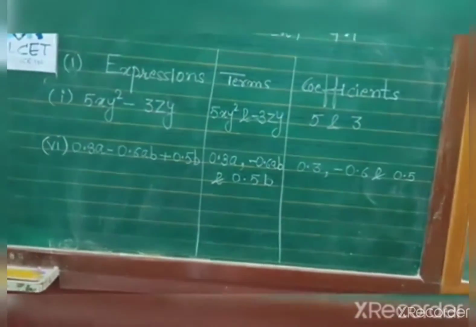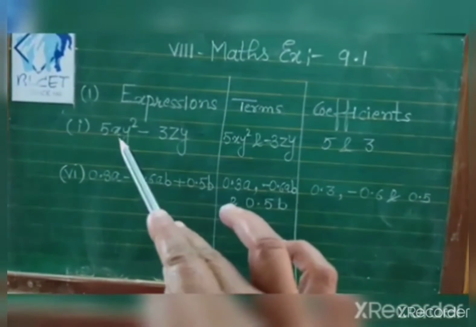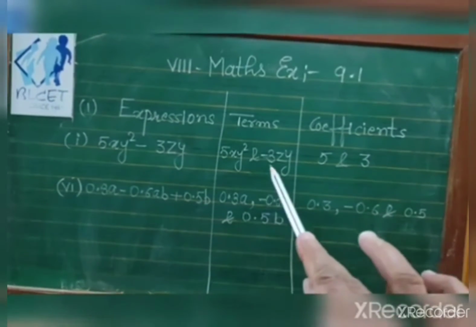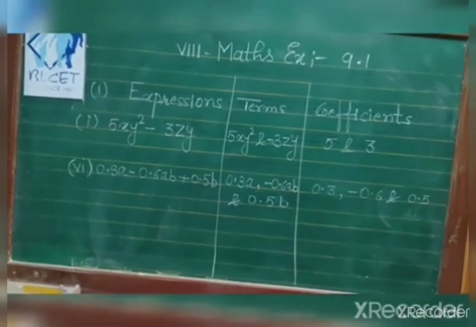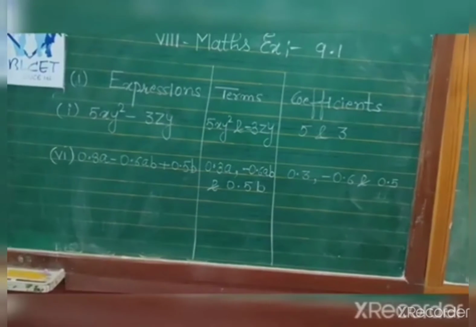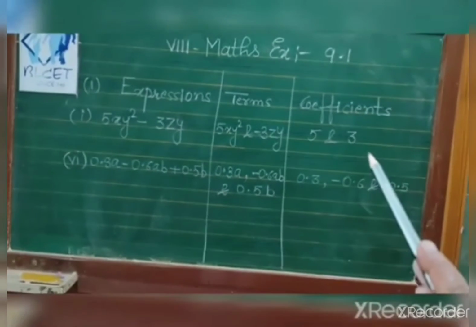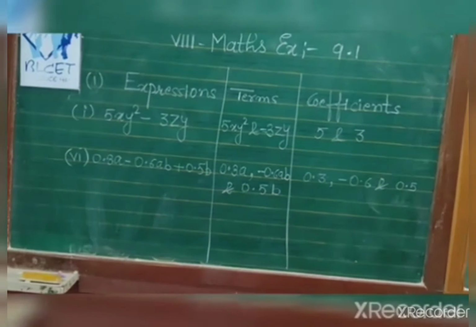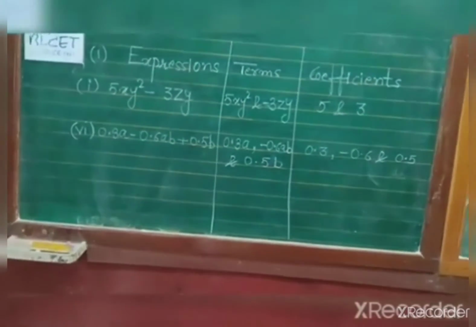For terms, we divide the expression at the addition and negative signs. So you can see the first term and second term here: 5xy square and minus 3zy. There are 2 terms in this expression, so it is a binomial, and the numerical coefficients are 5 and minus 3. I forgot to write minus 3 here, but you will write minus 3.